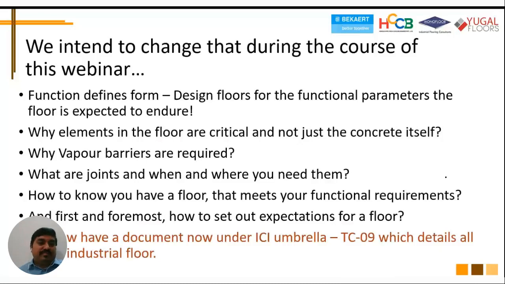Is more critical, right? Why are various elements of the floor critical and not just the concrete? Let us put the concrete on the floor and the concrete will take care of everything under it. Does it happen that way? Let us look at that.